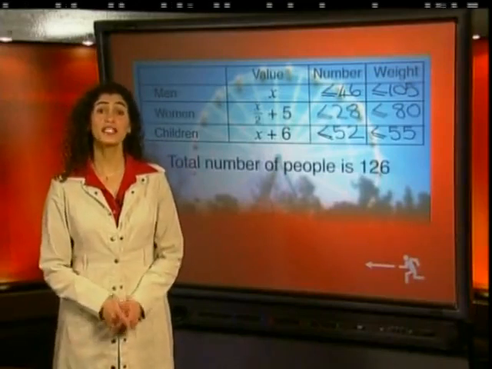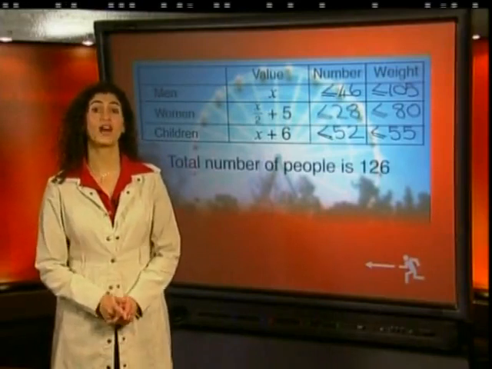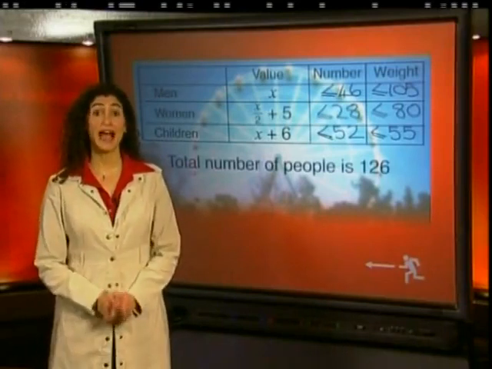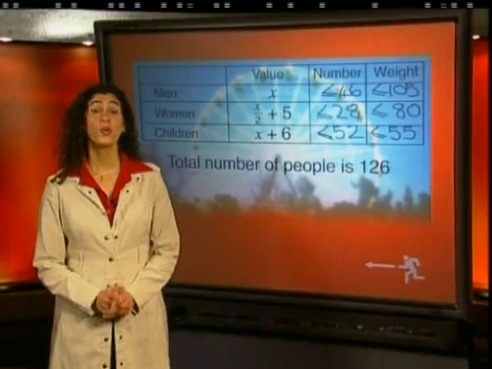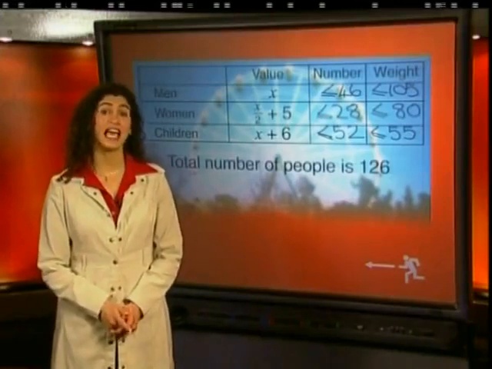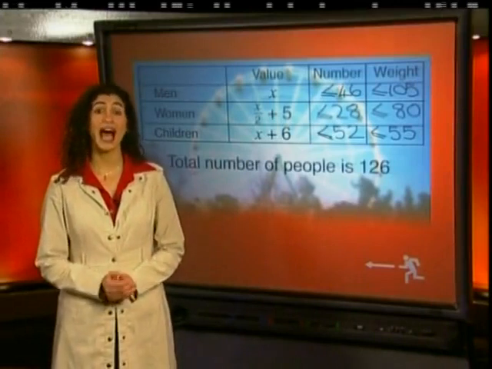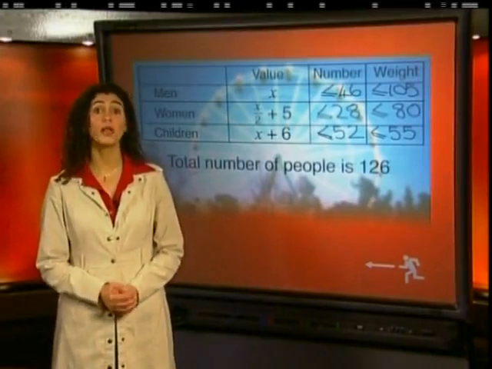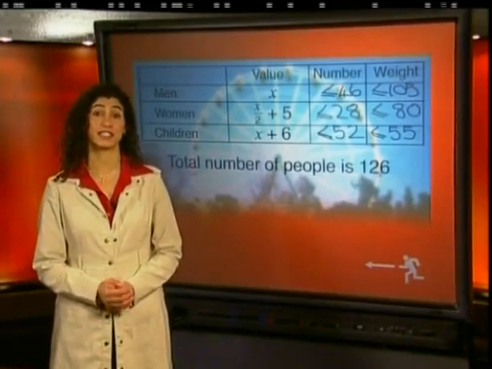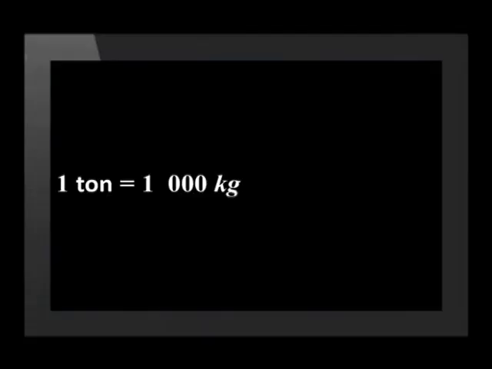To do this, you will need to find out the possible total weight of the people and add it to the weight of the big wheel. But be careful. The wheel is measured in tons and the people are weighed in kilograms. So 180 tons will be 180,000 kilograms. Remember, 1 ton is equal to 1,000 kilograms.